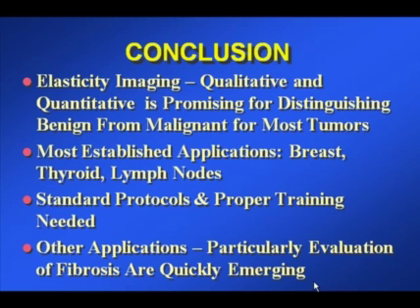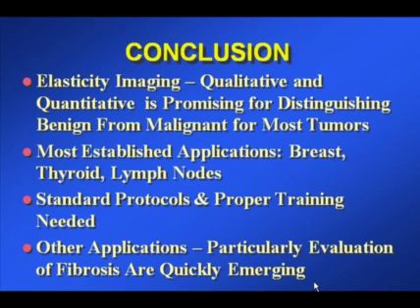So in conclusion, elasticity imaging, both qualitative and quantitative, is very promising for distinguishing benign from malignant in most cases of tumors. For established applications, the ones that are most useful currently, I think, are breast, thyroid, and lymph node evaluation, where you're using a linear transducer in a pretty well-controlled environment, and there's considerable data out there showing the criteria that you can use to distinguish benign from malignant.